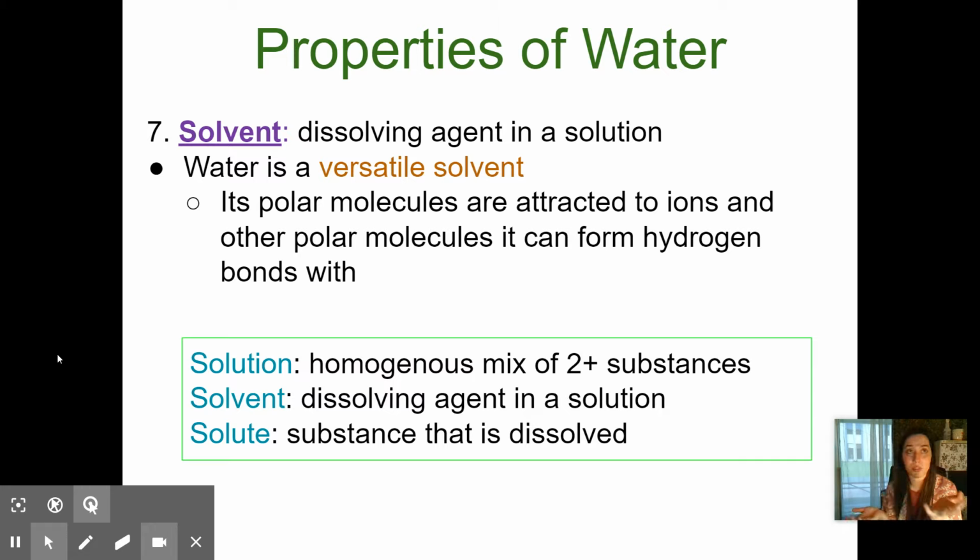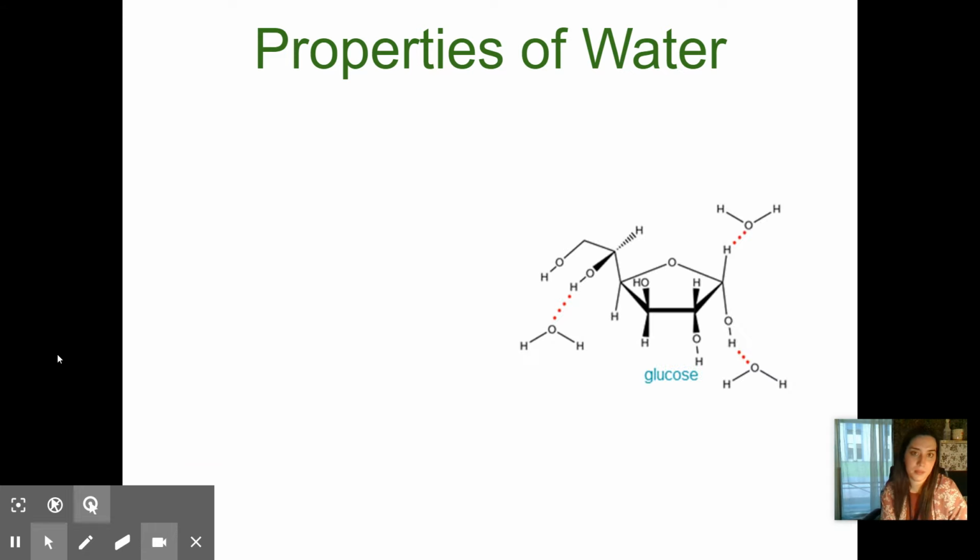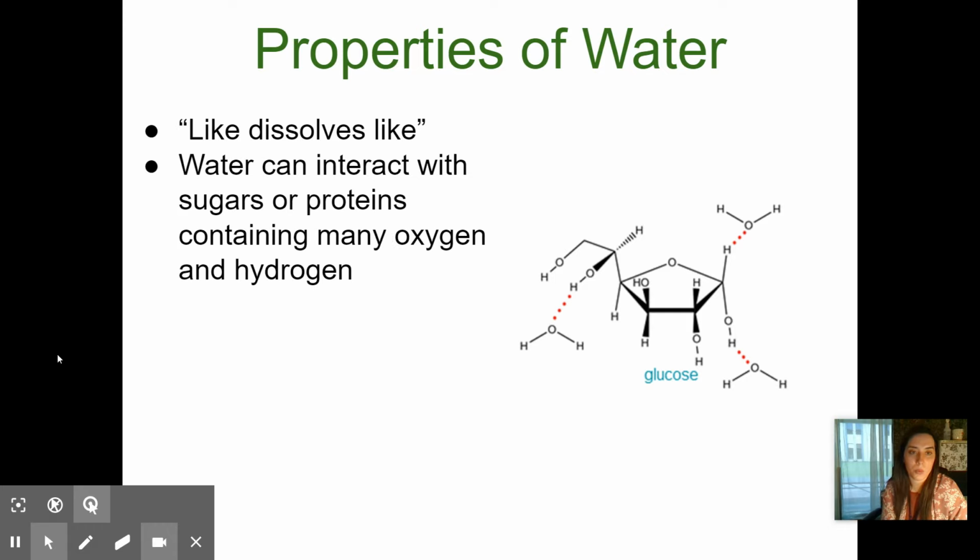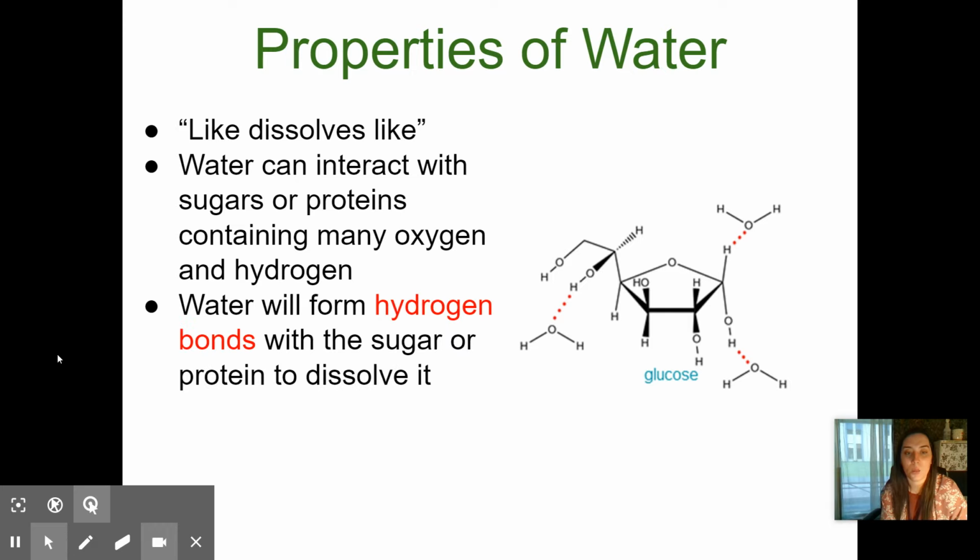It's going to break down, for example, salt, which is NaCl, and water wants to bond with both of those, and in doing so, it breaks the bonds between NaCl, so sodium and chloride, and in breaking it down, it dissolves it. Okay, so like dissolves like. Water can interact with sugars or proteins containing many oxygen and hydrogen. Water will form hydrogen bonds with the sugar or protein in order to dissolve it. That was the example with the salt that I just talked about.